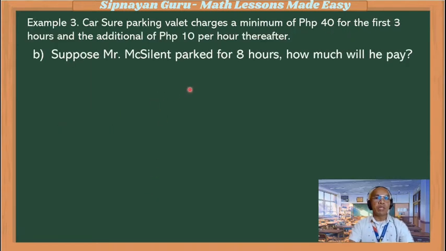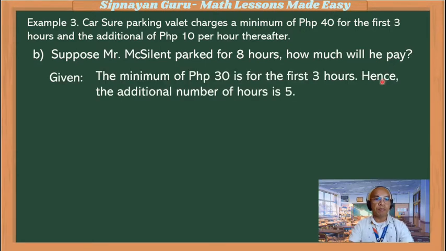Now suppose Mr. McSilent parked for 8 hours, how much will he pay? The minimum fee of 30 pesos is for the first 3 hours. So if Mr. McSilent parked for 8 hours, the additional hours is 5. So in this case, our X is 5. Take note, X represents the number of additional hours. So our function is P of X equals 10x plus 30.